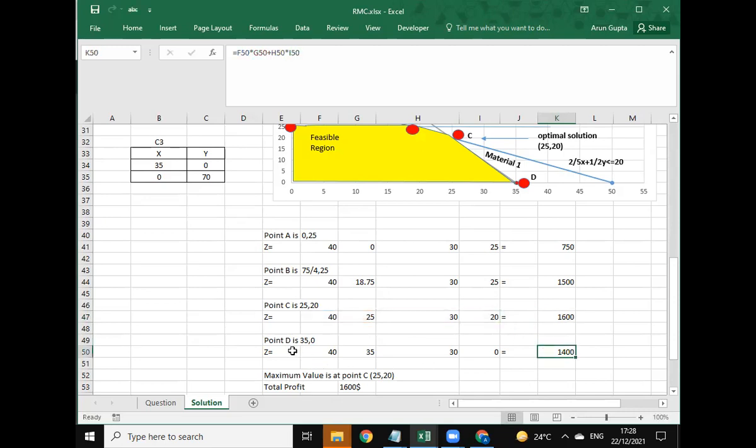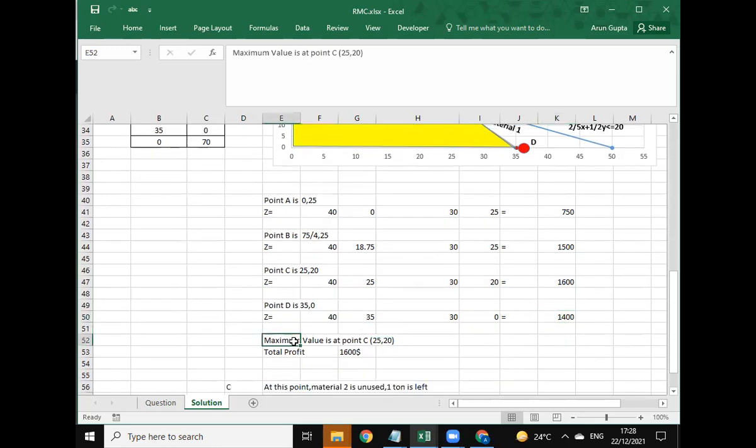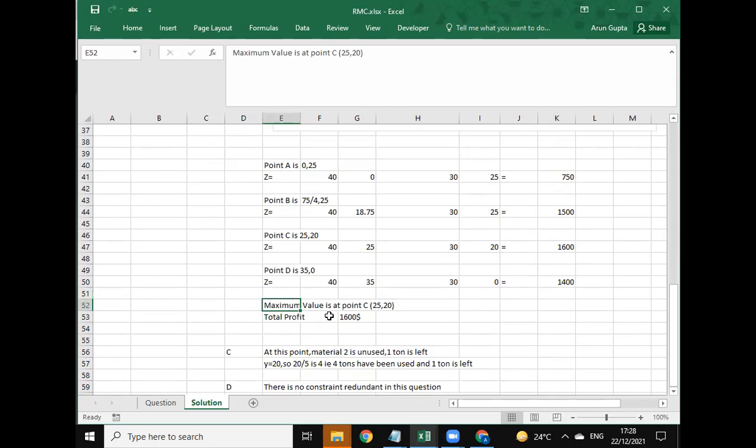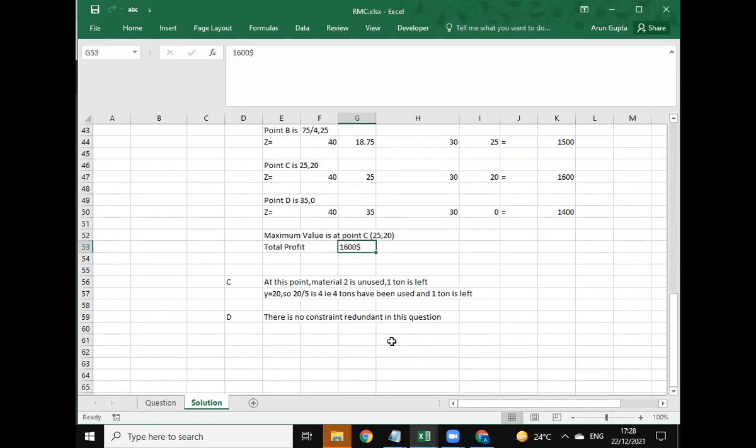And the last one, point D, 35 and 0. So we have multiplied 35 by 40 and 30 by 0 and added the sum here, which equals 1400. So as we can see, the maximum point at which we got is $1,600. So this is the maximum value at point C, which has the total profit equal to 1,600. This is the maximum point we get here.